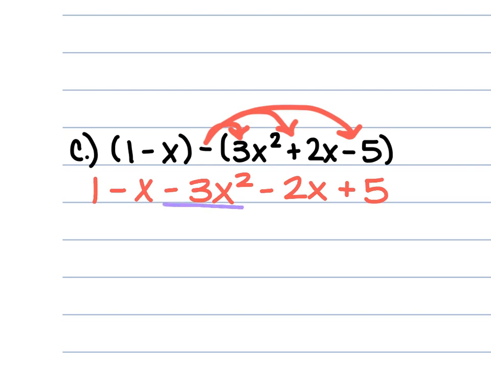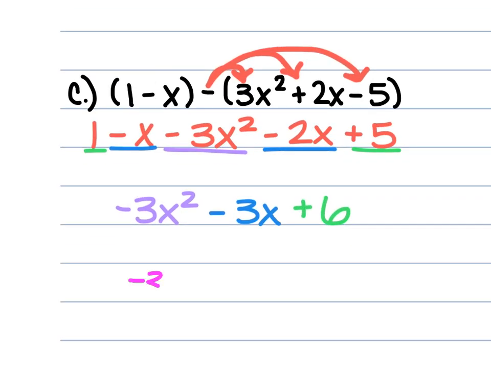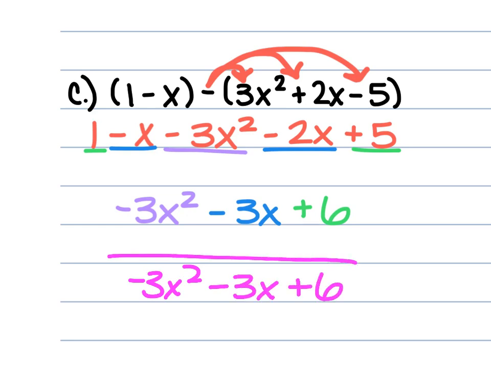The negative 3x squared is your highest degree, so that's going to go down first. It doesn't combine with another x squared, so that's why we're just dropping it. The negative x minus 2x is a negative 3x. And then the 1 plus 5 is a positive 6. So we have negative 3x squared minus 3x plus 6.